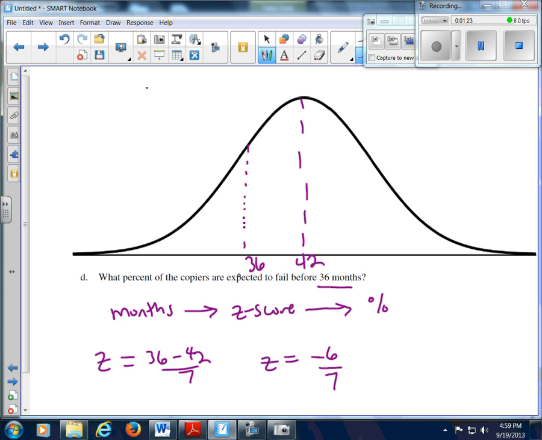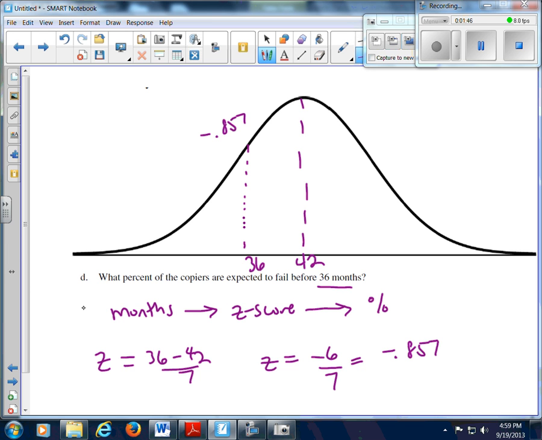and I get a z-score of negative 0.857. So I know that I am negative 0.857 standard deviations away from the mean. So I'm not exactly at 1. So the little diagram that I just drew is a little bit off. It should probably be closer to the mean.